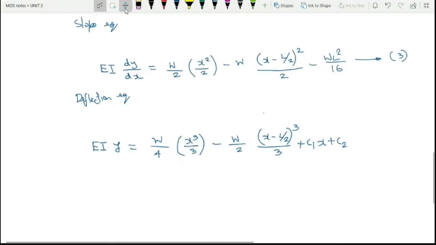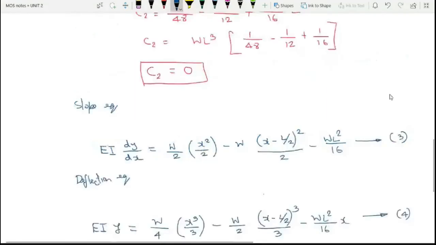But what is the difference here? I don't have C2. Similarly, C1 will be C1x, so this will be minus WL square by 16x. This is my equation 4. So this is your overall equation, where I can identify deflection at any point of my beam.